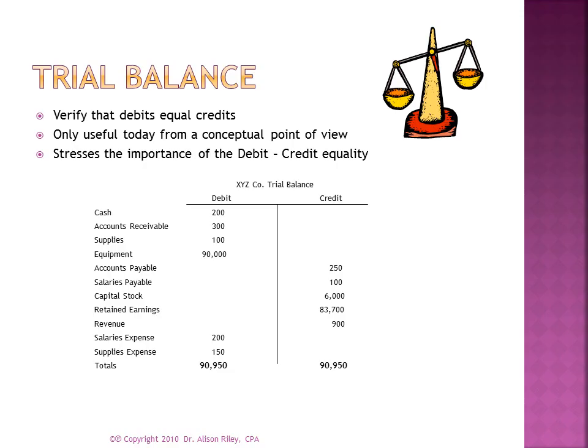If we have posted to the wrong account, as long as we correctly posted as a debit or credit, a trial balance will not expose this mistake. Similarly, if we omit to post a transaction completely, our debits and credits will still balance, and a trial balance will not expose this mistake either.